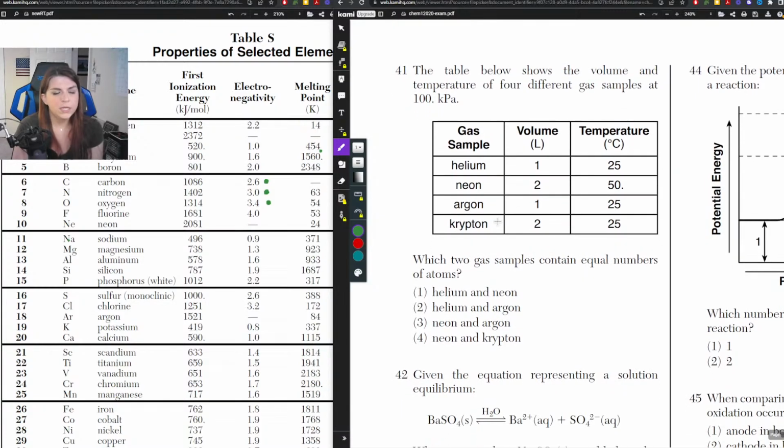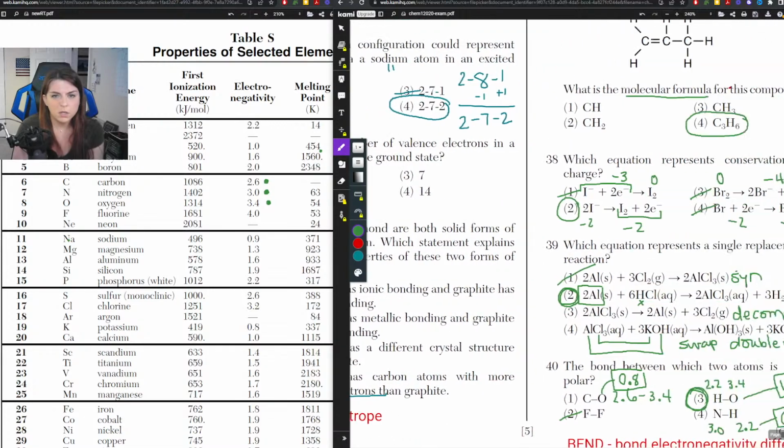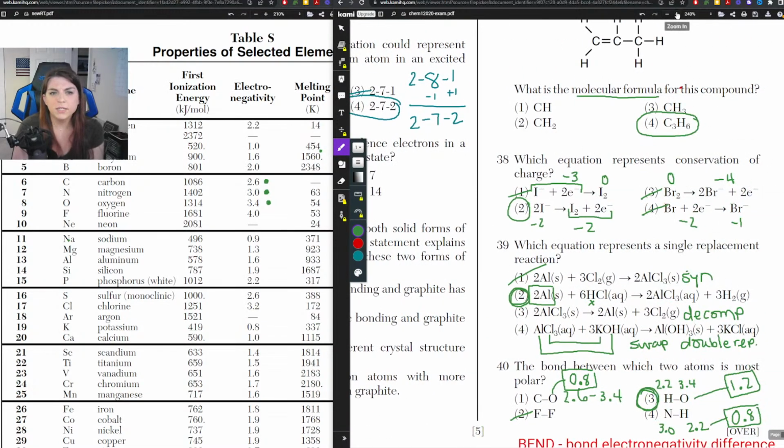41. The table below shows the volume and temperature of 4 different gas samples at 100 kilopascals. Which 2 gas samples contain equal numbers? Can I explain 38 again? Yeah, I'm going to do that right now, before I even get into those gases.